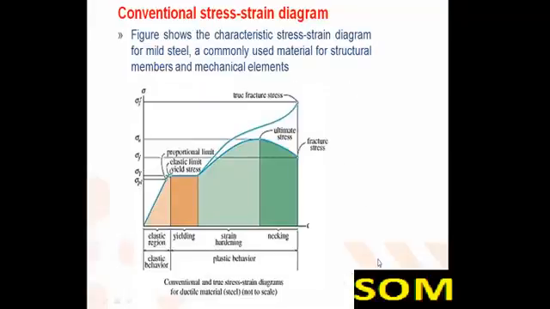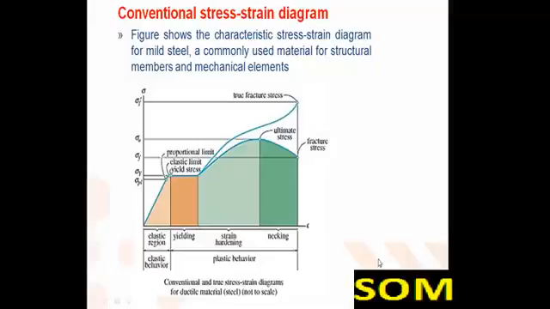This is the characteristic stress strain diagram for mild steel. Mild steel is also known as structural steel or low carbon steel. Structural steel is basically used in buildings, bridges, towers, and many other applications of construction.